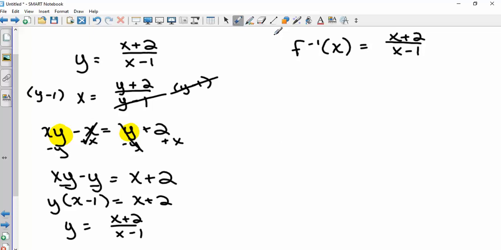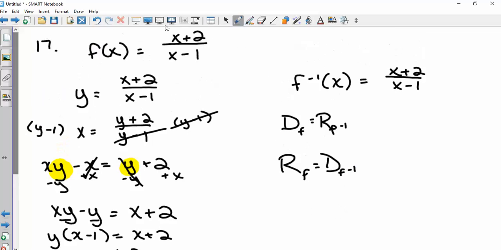Okay, then I'm going to ask you domains and ranges. And you have to label. You can't just put D equals and R equals, because there's 4 things I asked for. Domain of the function, range of the function. Domain of the inverse, range of the inverse. We know the domain of the function is equal to the range of the inverse. And we know the range of the function equals the domain of the inverse.